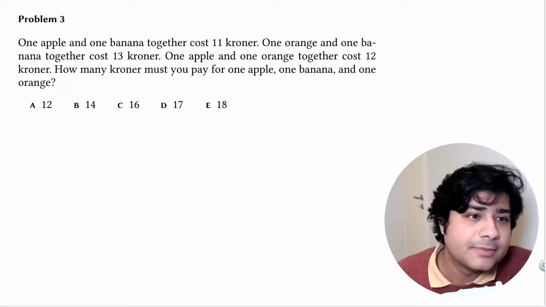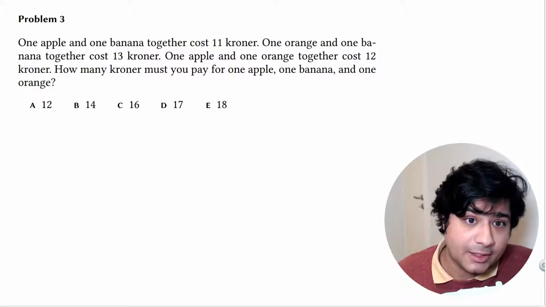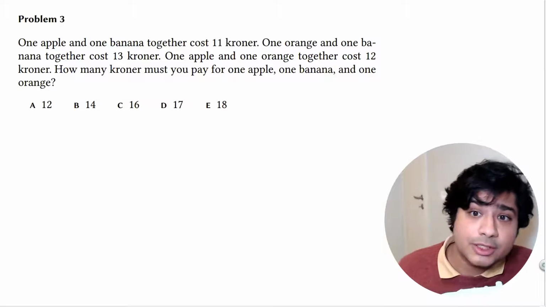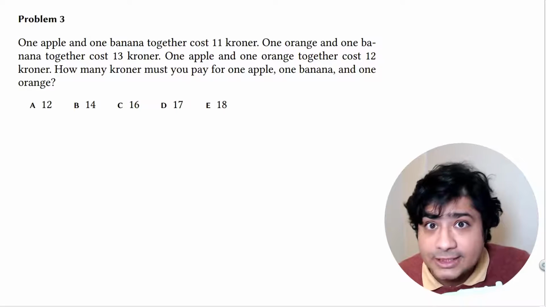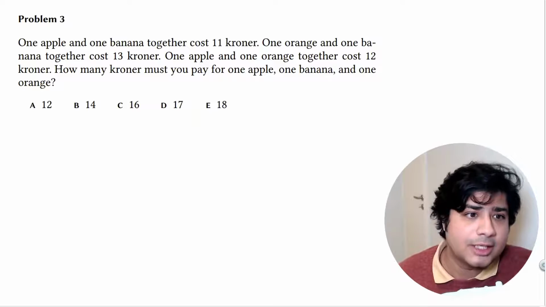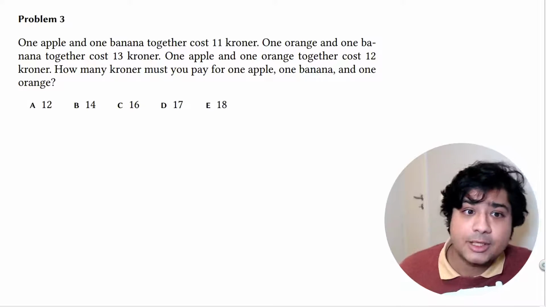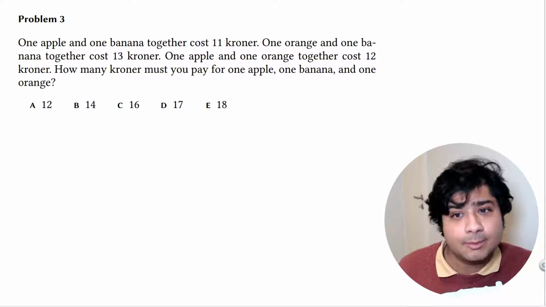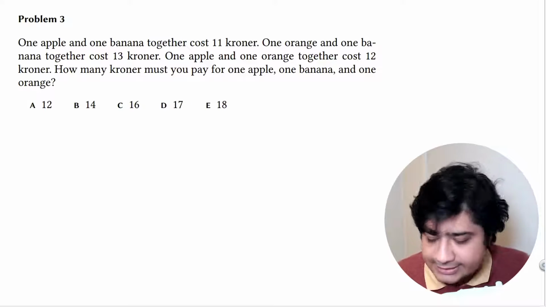Problem 3. One apple and one banana together cost 11 kroners. One orange and one banana together cost 13 kroner. And one apple and one orange together cost 12 kroner. How many kroner must you pay for one apple, one banana, and one orange?